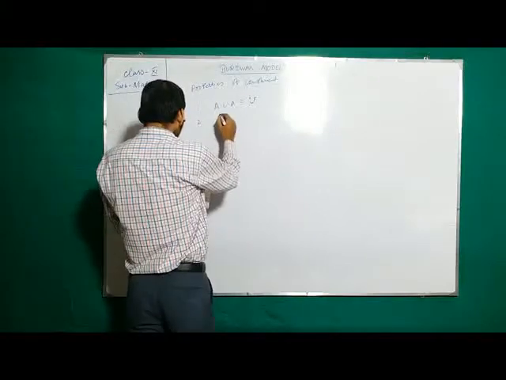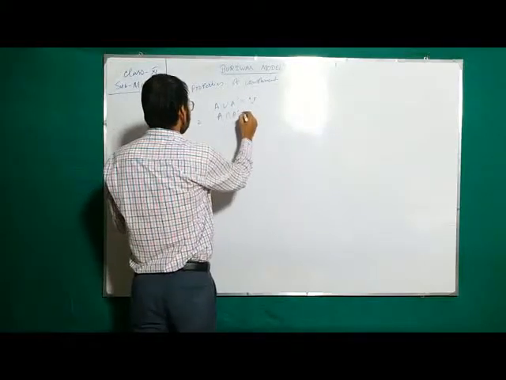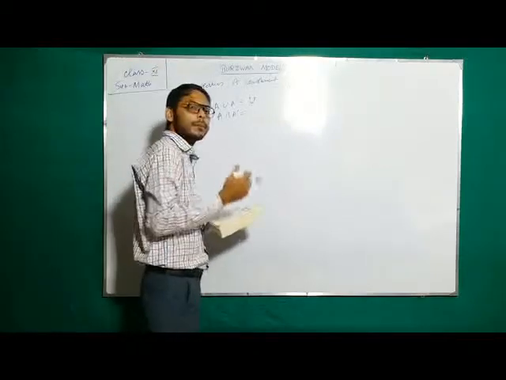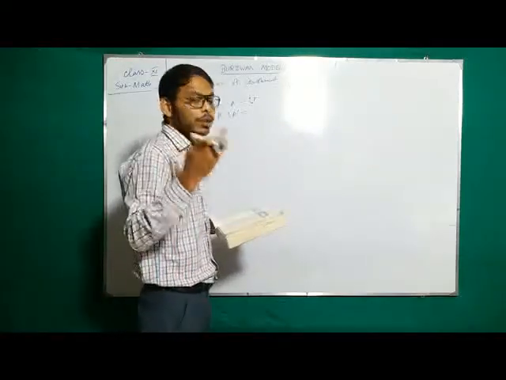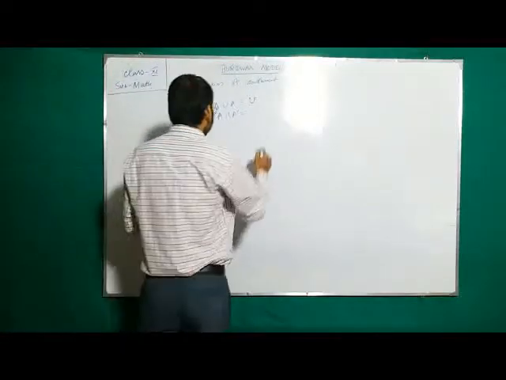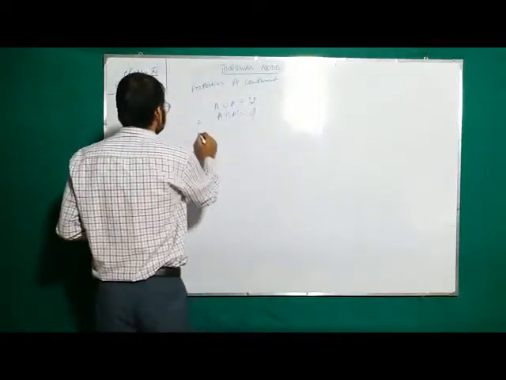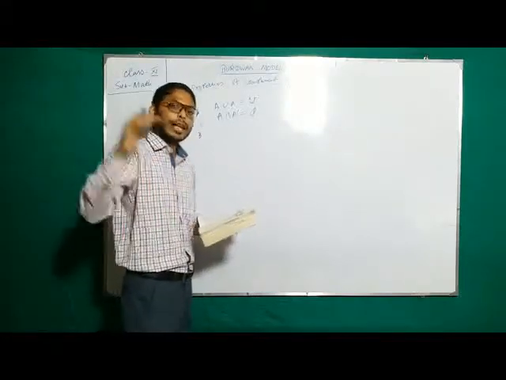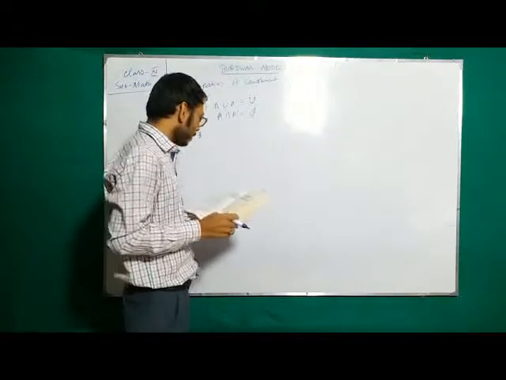Next, number 2, A intersection A complement. You can see from the Venn diagram there is no common portion of A and A complement, because A complement is the portion outside A. So it gives the null set. There is no common element of A and A complement. That's why it gives the null set.